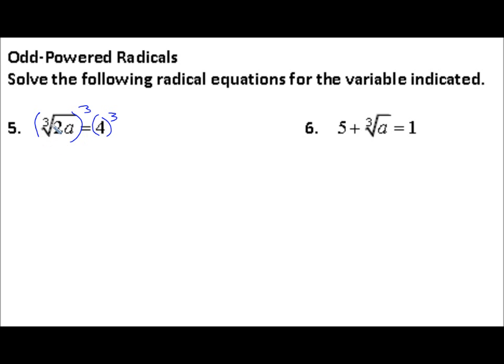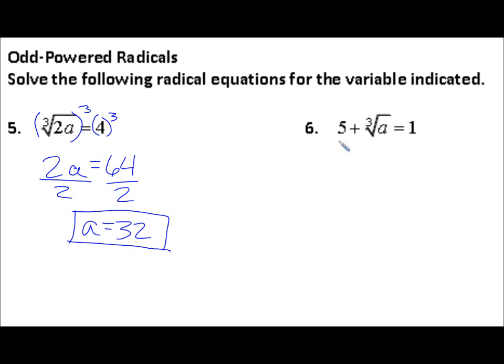This cancels the cube root, so I'm left with just 2a equals. And then 4 raised to the third power is 4 times 4 times 4, which gives me 64. Solve this out for a. This is multiplied by 2, so divide by 2 to cancel. And a is equal to 32.